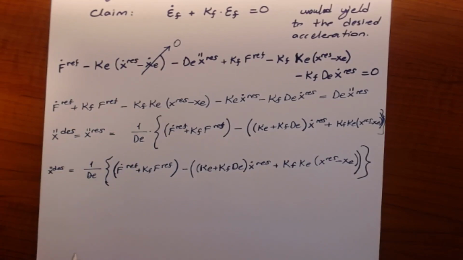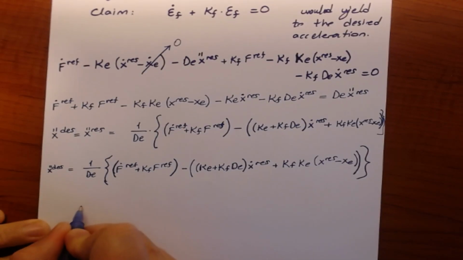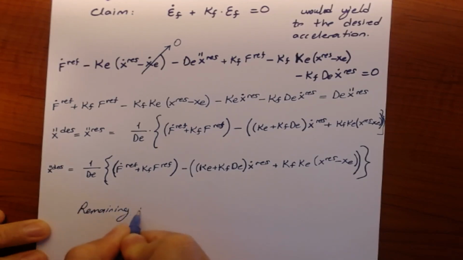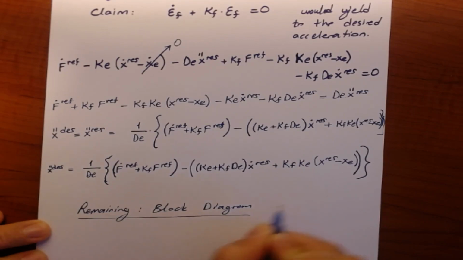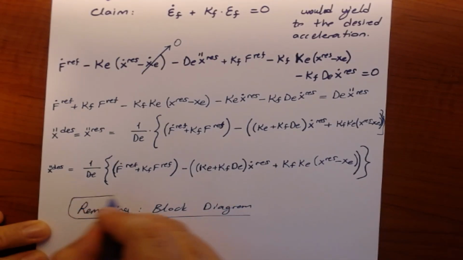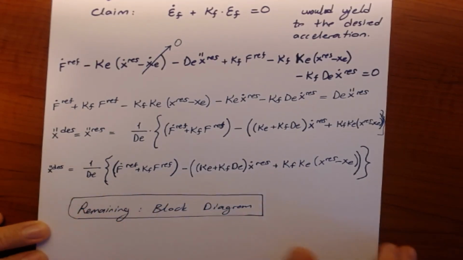All right, this brings us to the point where we have the desired acceleration. Now the only remaining thing is to create the block diagram for the force control algorithm for the environment with losses. Let's do it.